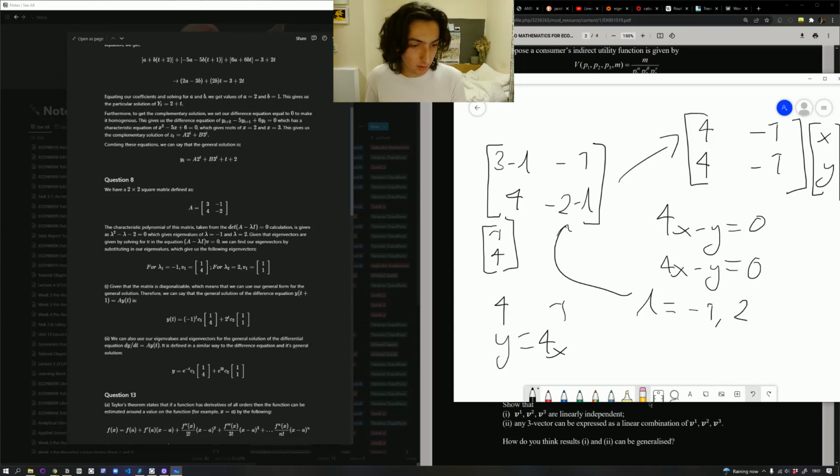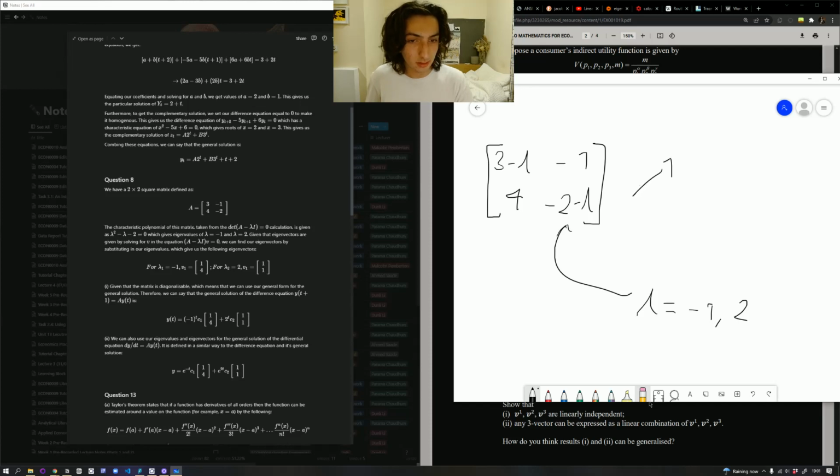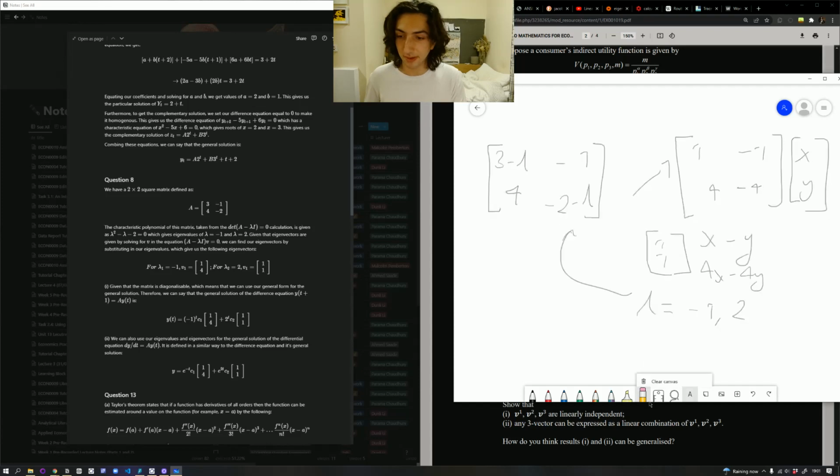Okay? Then, accordingly, for the second one, we would get the matrix 1, negative 1, 4, negative 4, which gives you, at the end of the day, x minus y, 4x minus 4y, which surprisingly enough means that both will have to be equal to each other, which gives us the vector 1, 1. Okay, and that's how we get our eigenvalues and eigenvectors.